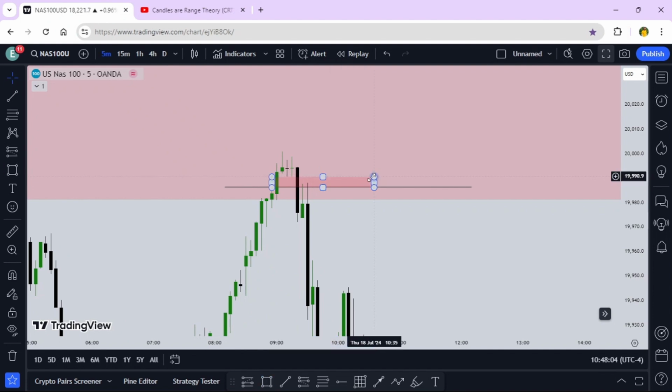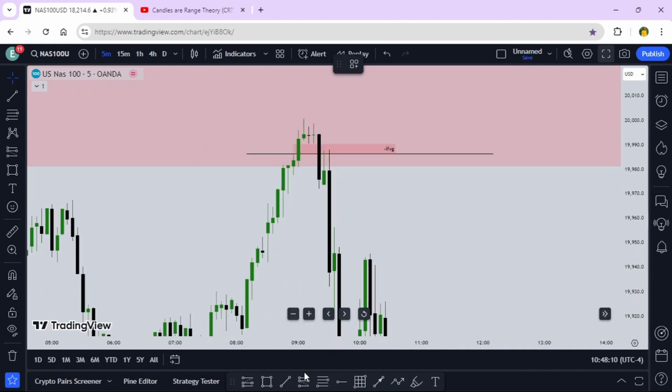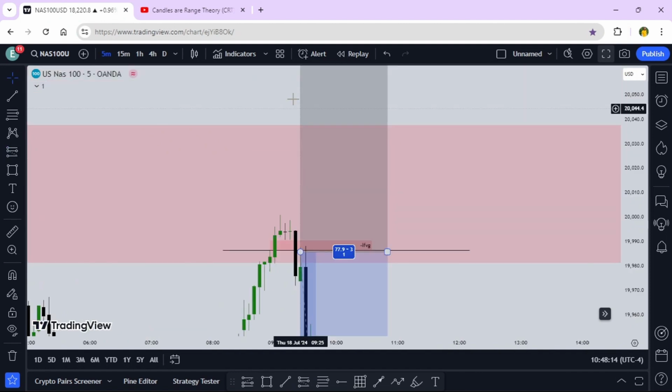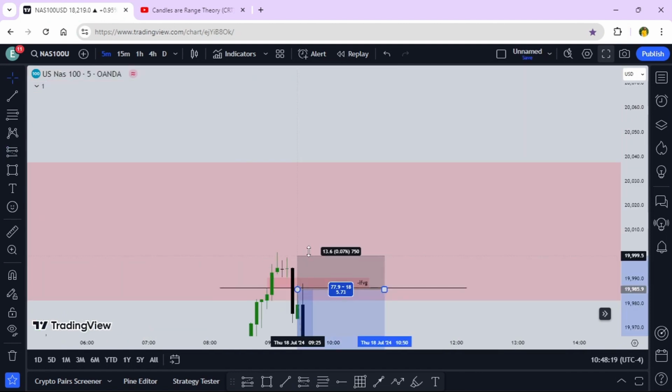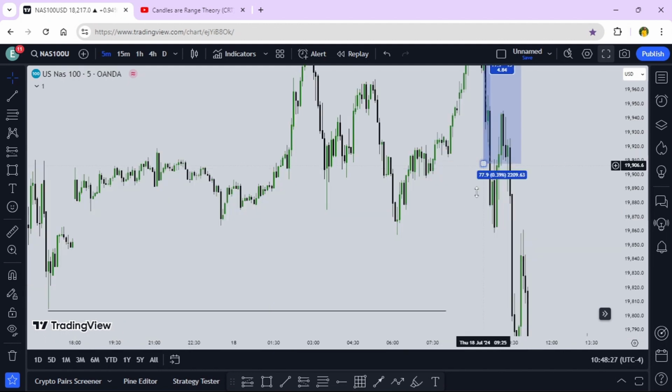This was my entry point. This inversion fair value gap was the bearish inversion fair value gap. I took my entries right there. My stop loss was at this high because this is the protected high. This is the Turtle Soup high. My take profit was at this low right here because it was my higher time frame draw on liquidity.